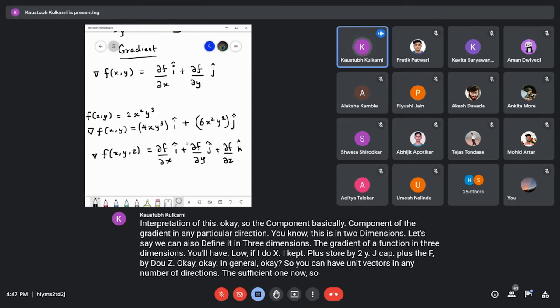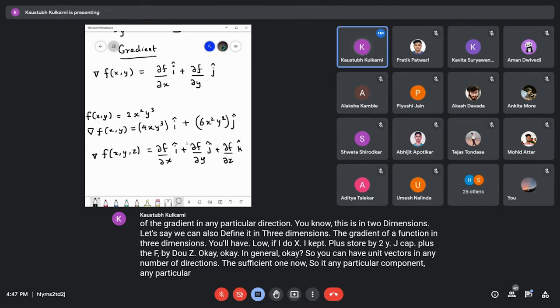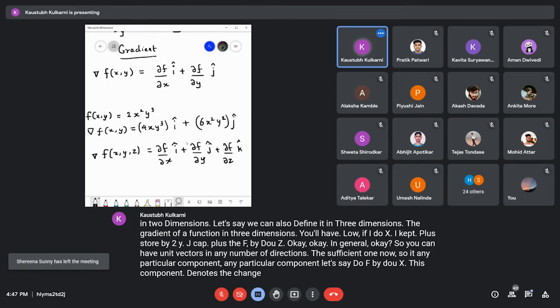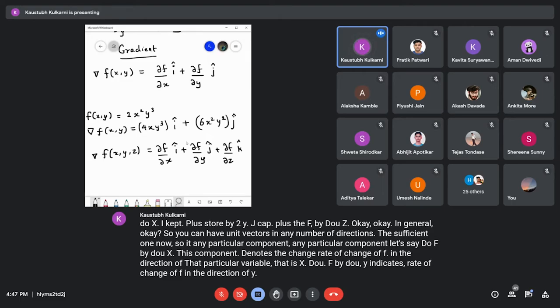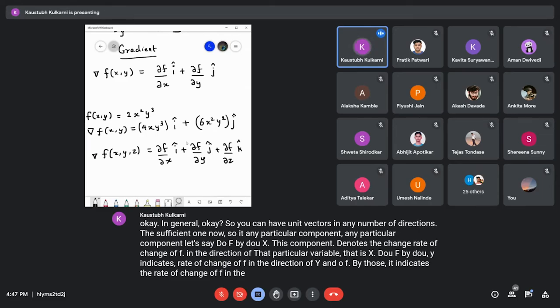So any particular component, let's say dou f by dou x, this component denotes the rate of change of f in the direction of that particular variable, that is x. Dou f by dou y indicates rate of change of f in the direction of y, and dou f by dou z indicates rate of change of f in the direction of z. Okay.